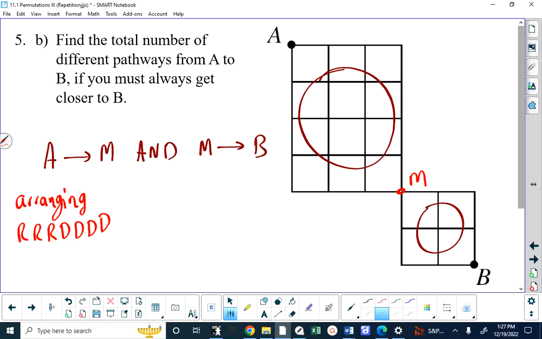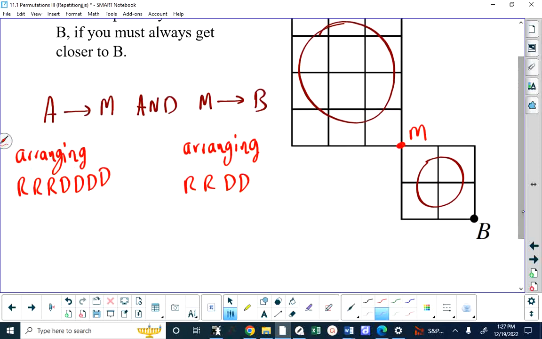And M to B is arranging right, right, down, down. And the order that I write those letters down at this point doesn't matter as long as I know how many there are and how many are identical. The word and means multiply, and off we go. 7 factorial over 3 factorial for the 3 rights, 4 factorial for the 4 downs.